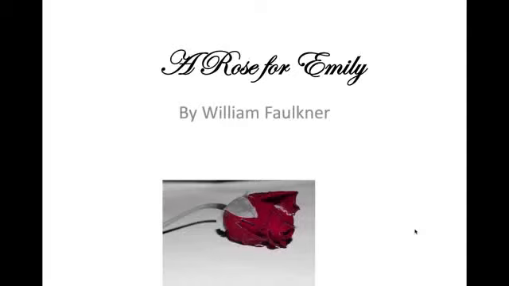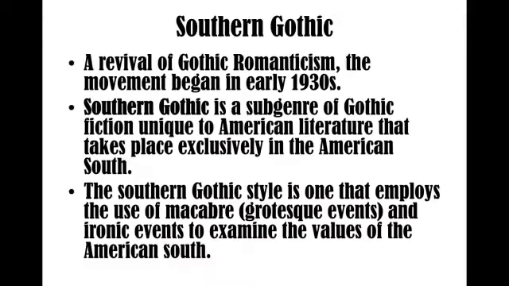Today we're going to have a quick introduction for William Faulkner's A Rose for Emily. So the story is considered Southern Gothic. It's a revival of Gothic Romanticism that had happened in the 19th century, but this particular movement of Southern Gothic began in the early 1930s.